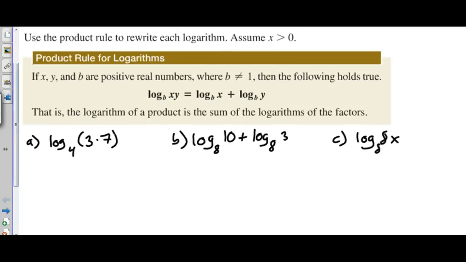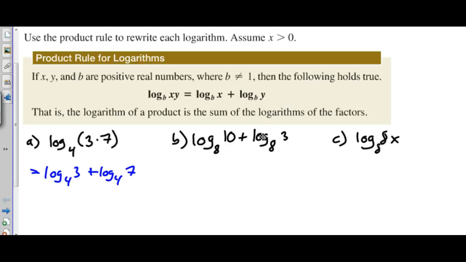So here, this example is very explicit, right? This could have just been 21, and then you had to recognize, oh, okay, I could break it up into 3 and 7. So the equivalent of this would be log base 4 of 3 plus log base 4 of 7, right? So these two are equivalent. They're the exact same thing.